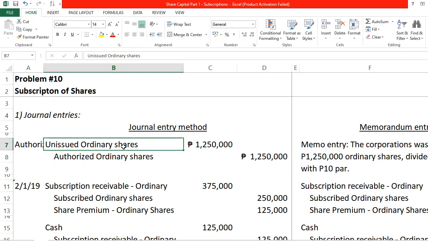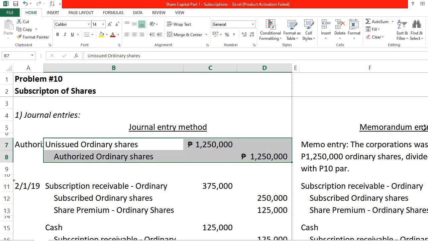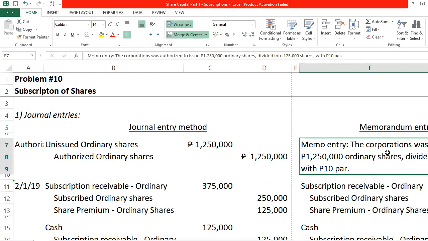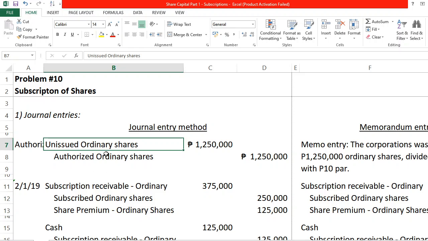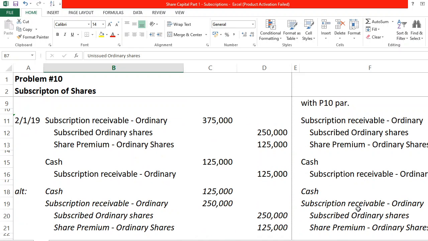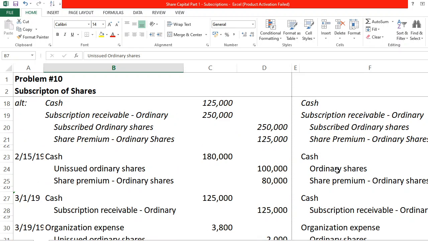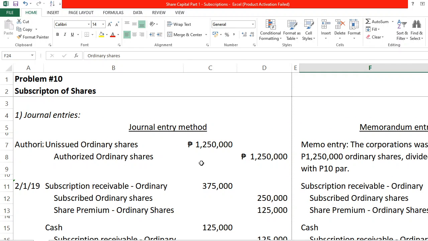So, upon authorization there is an entry, but in the memorandum entry method, from the term itself, memorandum entry, we only make a memo upon authorization. And these unissued shares are what move throughout the records. In the memorandum entry method, the account that moves is your ordinary shares. So again, from this problem forward, we are going to apply the memorandum entry method. Okay? So that is all for our subscriptions, or subscription of shares.